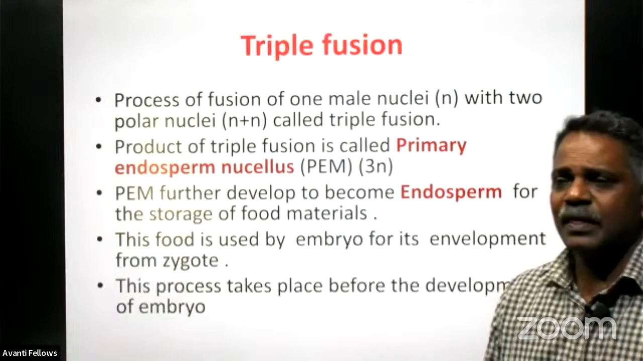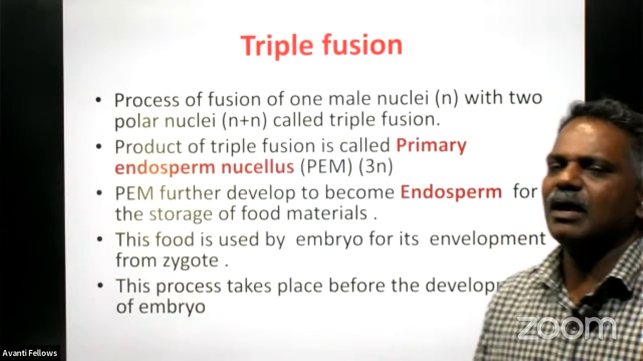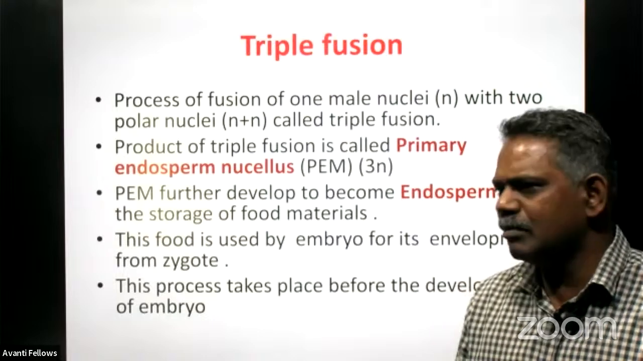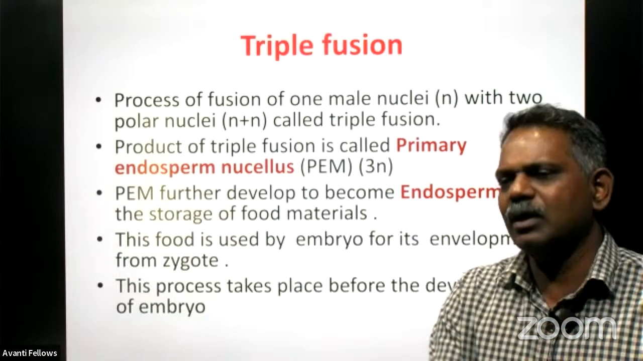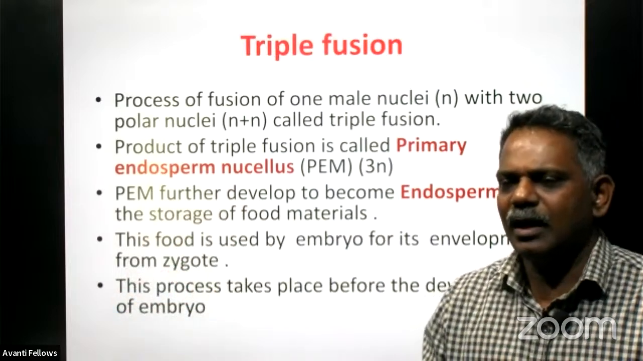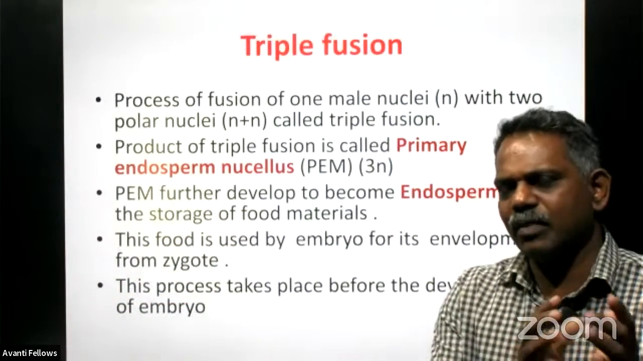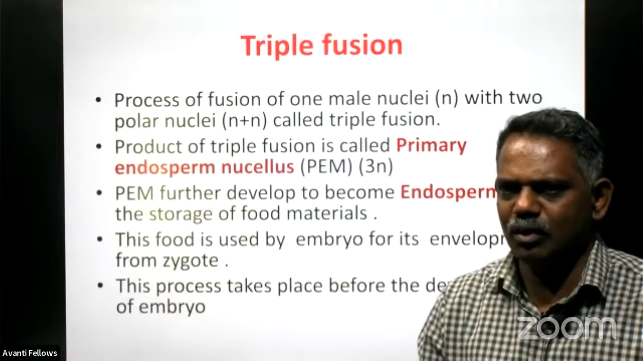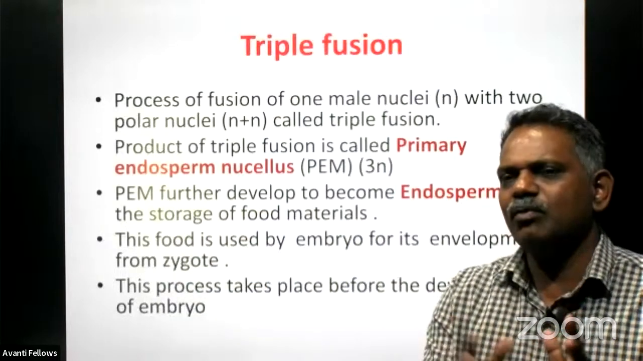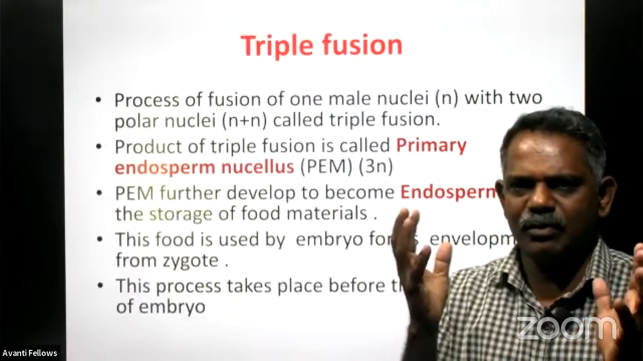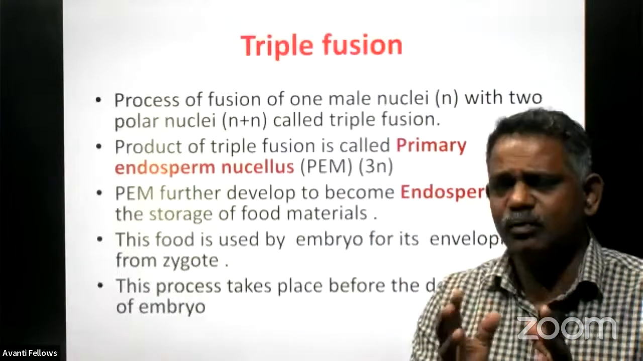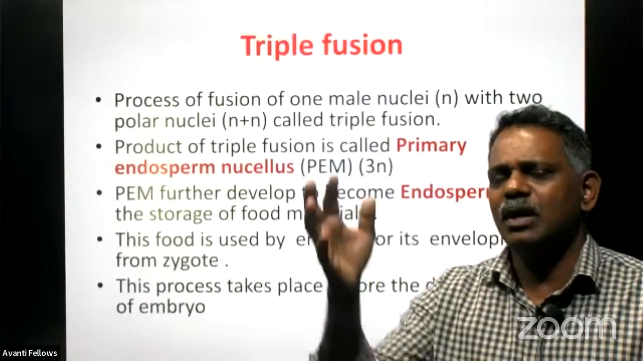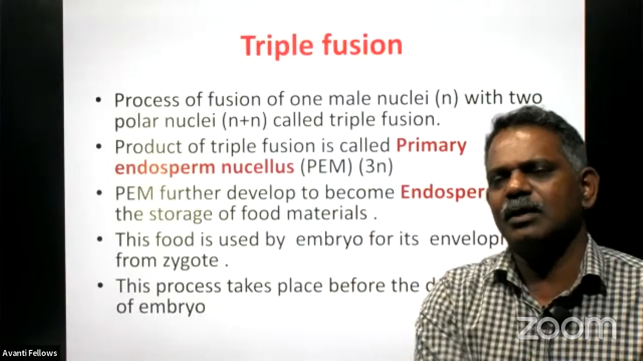Actually, there are two types of development happening after fertilization in the embryo sac. One is the product of syngamy, that is the zygote, which develops to become an embryo. And the second one is what? The development of the primary endosperm into endosperm, only for the storage of food material. And this food material stored in the endosperm is used for the development of the zygote into an embryo.